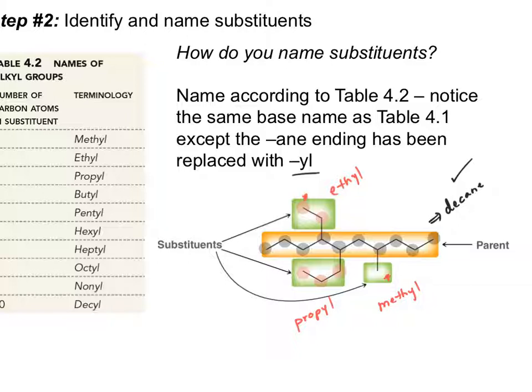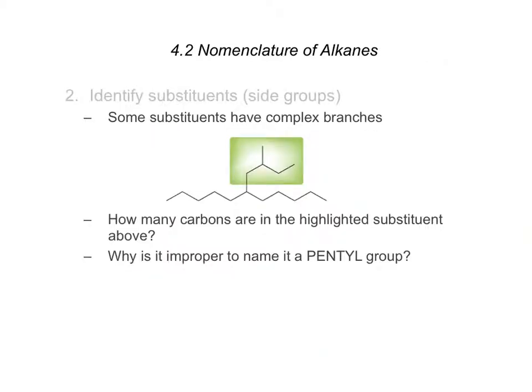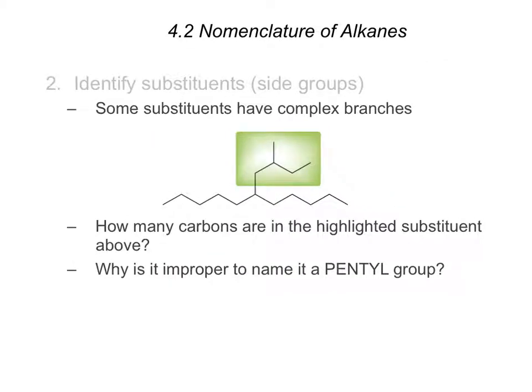Okay, so notice these guys are kind of easy, right? All of these little chains, they're just consecutive. They don't themselves have any branches off of them. What happens though if we get something that has a branch off of it? Okay, so for example, what if we had something that looked like this, okay?